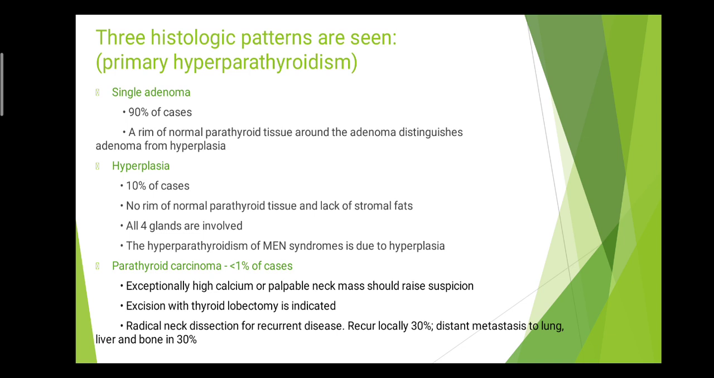Parathyroid carcinoma involves less than 1% of cases. Exceptionally high calcium or a palpable neck mass should raise suspicion. Excision with thyroid lobectomy is indicated, or radical neck dissection for recurrent disease. It recurs locally in 30%, and distant metastases include lung, liver, and bone in 30%.